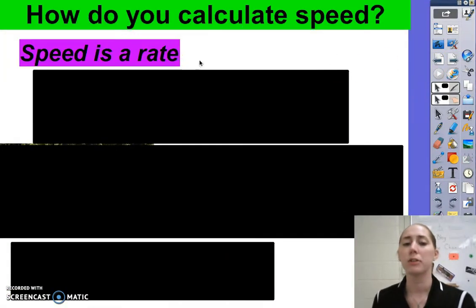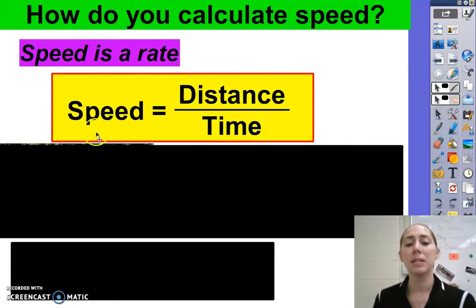So how do you calculate speed? Well, first off, you might have heard that speed is a rate. When we say something's a rate, we mean it's something divided by time. In this case, speed is distance divided by time.